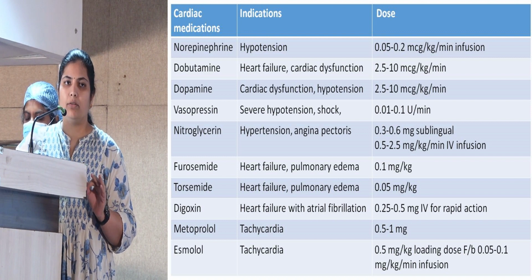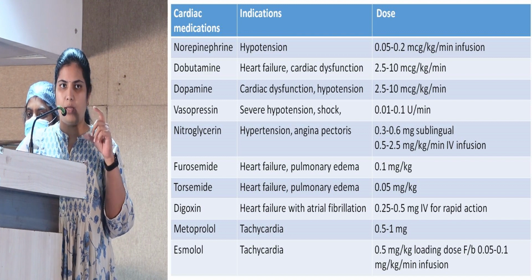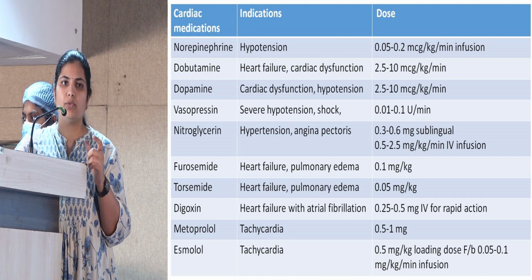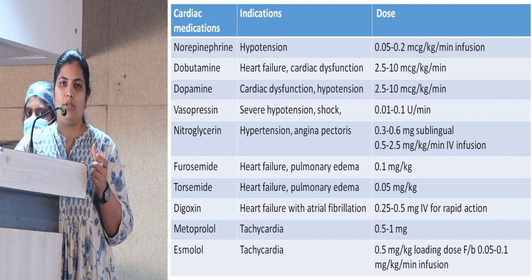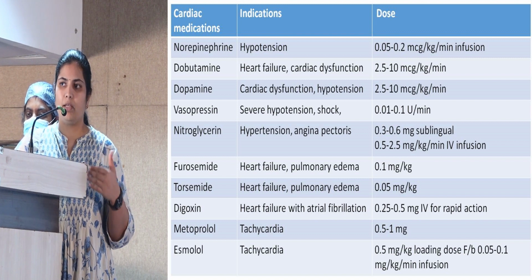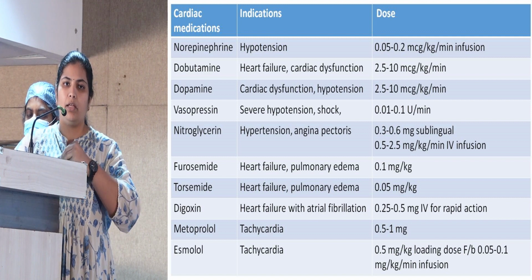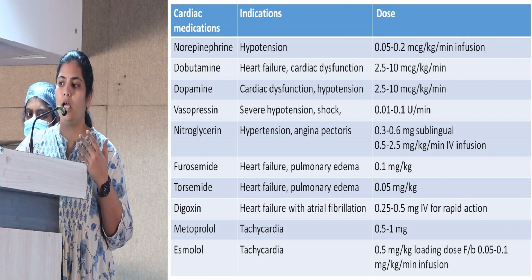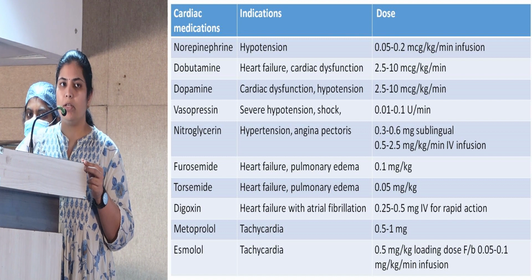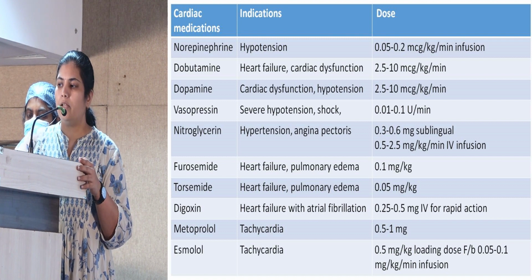Then dobutamine. Dobutamine, each ampule contains 5 ml, which is 250 mg. That is diluted in 50 ml and can be kept as an infusion, especially in patients with heart failure, any cardiac condition which is causing hypotension. Then dopamine also same. Then vasopressin.